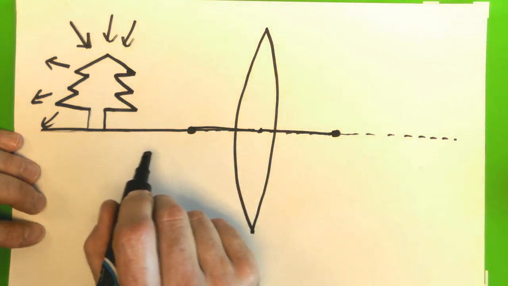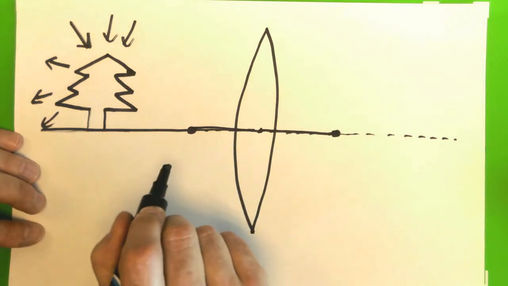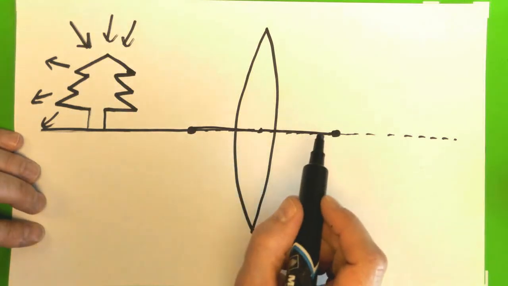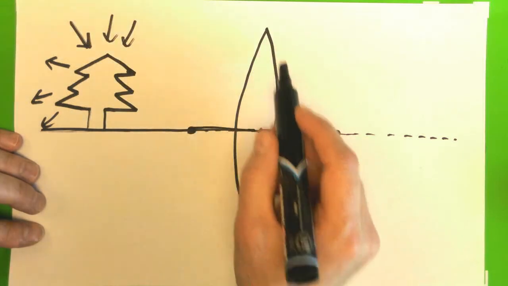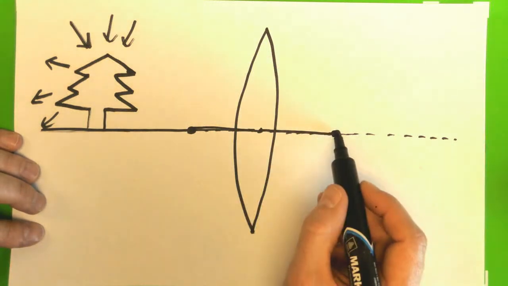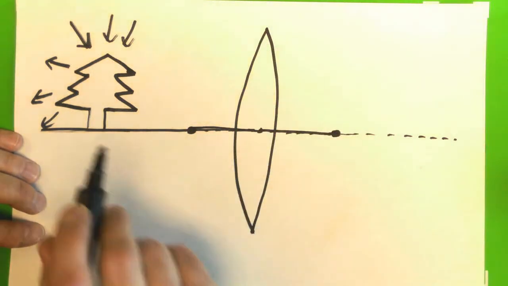I tried to draw those the same distance away. It wasn't very good, but okay. So these are called the focal points. This is the focal point associated with this second surface over here, and this is the focal point associated with this surface.